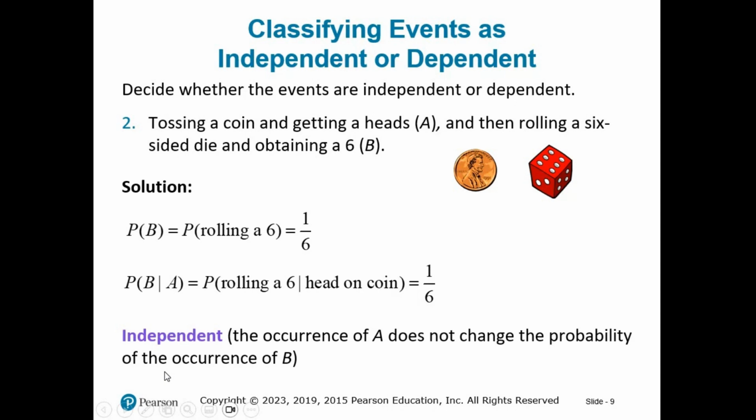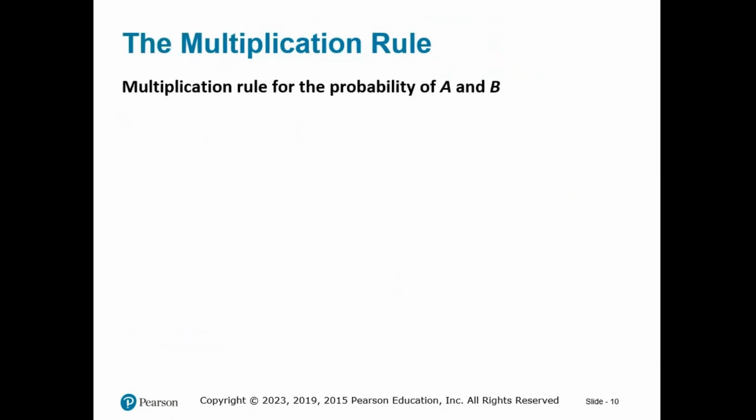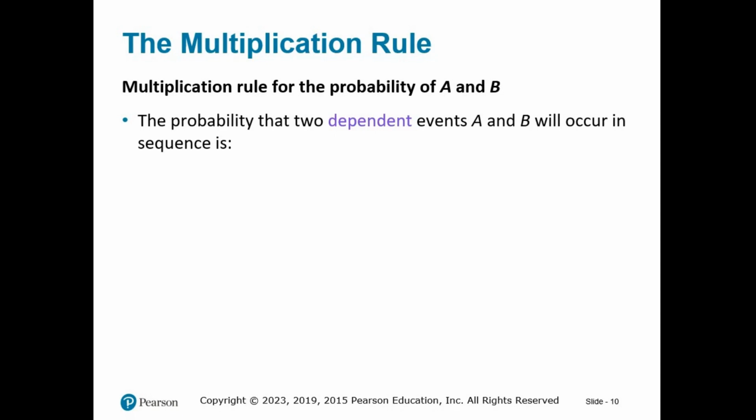Now that we've figured out how to distinguish between independent and dependent events that occur in sequence, we now will apply what's called the multiplication rule. We'll use these formulas to find the probability based on whether we've determined that the events are independent or dependent of each other. The probability that two dependent events A and B will occur in sequence is the probability of A times the probability of B given that A has happened. This is again when we're saying the probability that A happens and then B happens. A and B are dependent events.